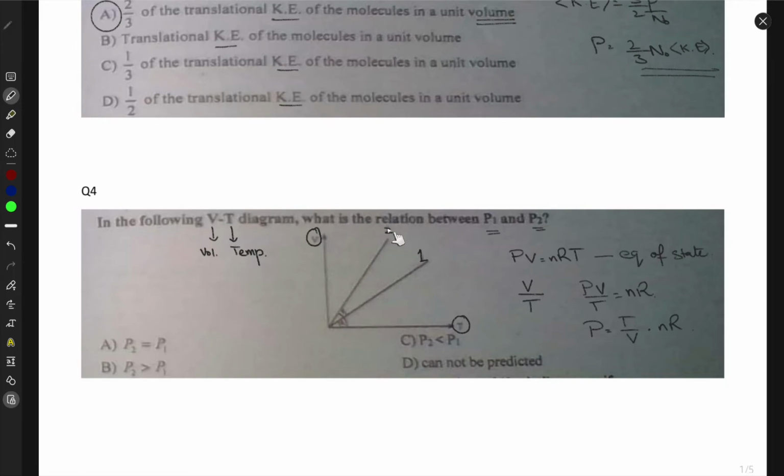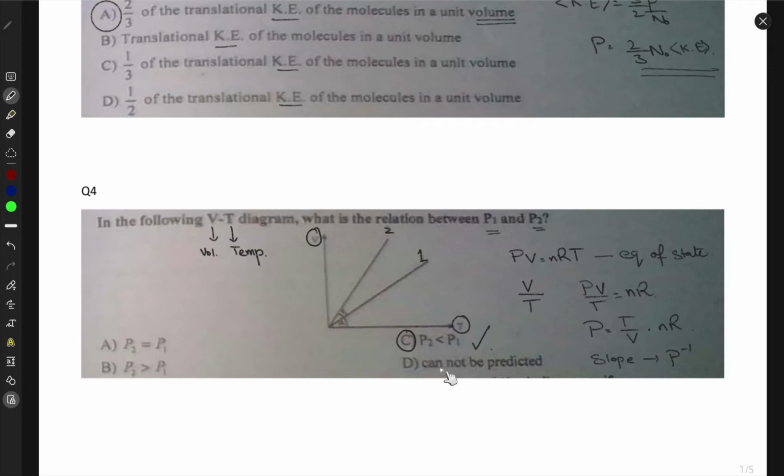So even though slope 2 is higher than slope 1, the relation is such that the slope is inverse of pressure. Which means that if slope 2 is higher than slope 1, then the pressure at slope 2 would be lower than pressure at slope 1 because of this inverse relation. So the correct option is option C, where P2 is smaller than P1.